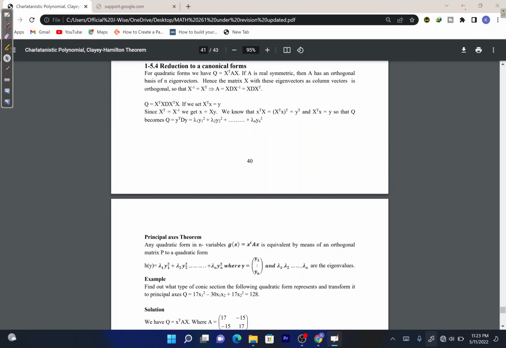Hello and welcome to this lesson in our study of linear algebra. In this lesson we talk about reduction to a canonical form.